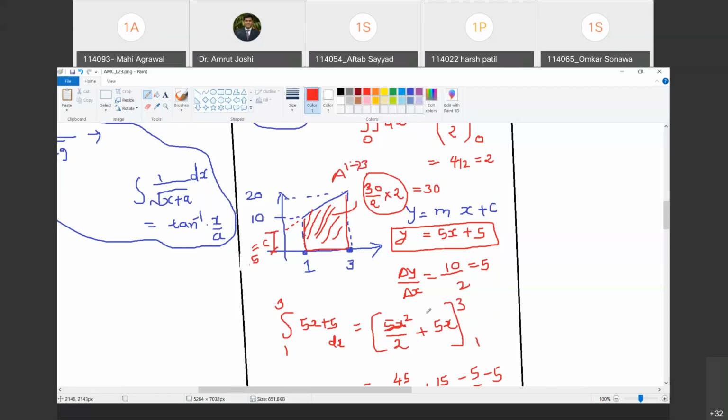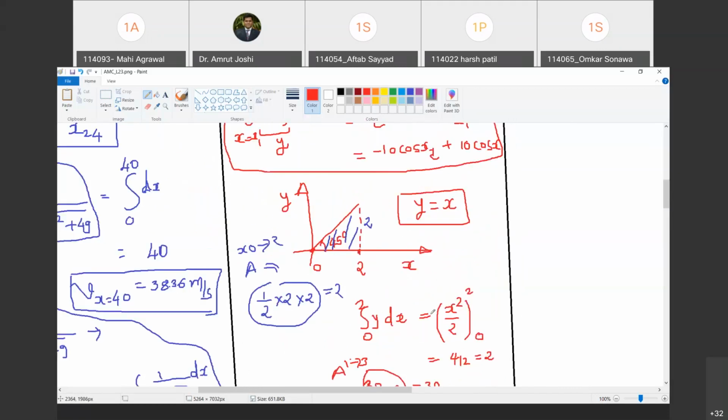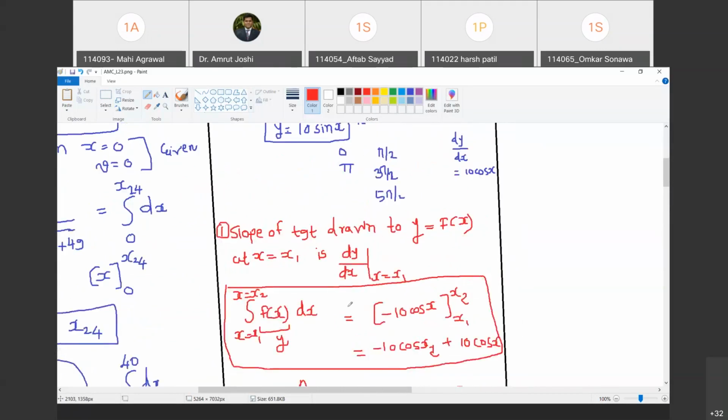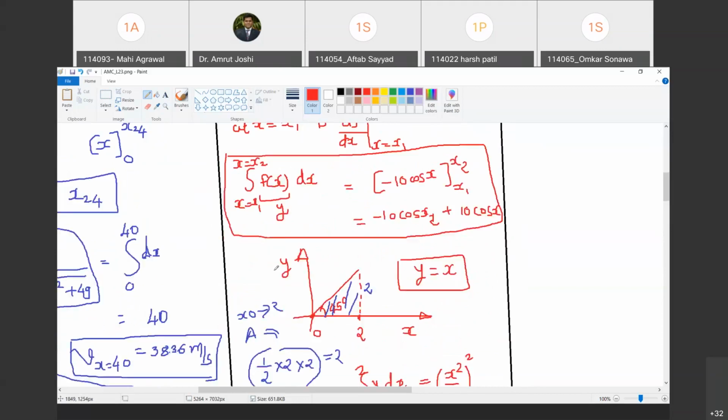30 units हुआ. So what is my conclusion? What does integration give me? Area under the curve. Integration gives me area under the curve. I proved this to you. Are you with me? So yes, graphical interpretation of integration from x1 to x2 is area under the curve from x1 to x2. Happy? Yes, sir.